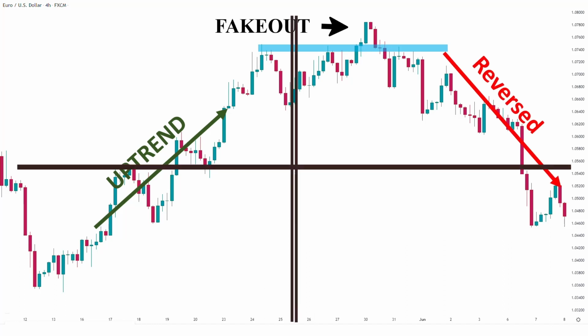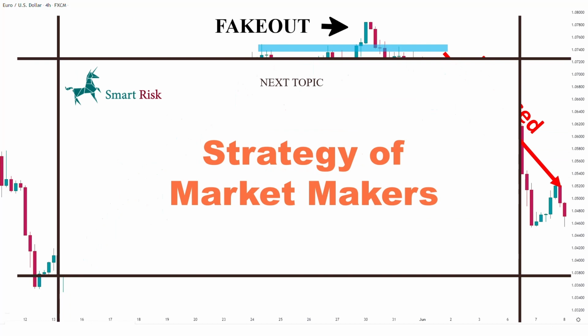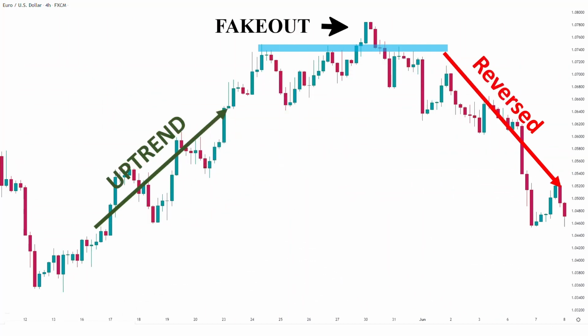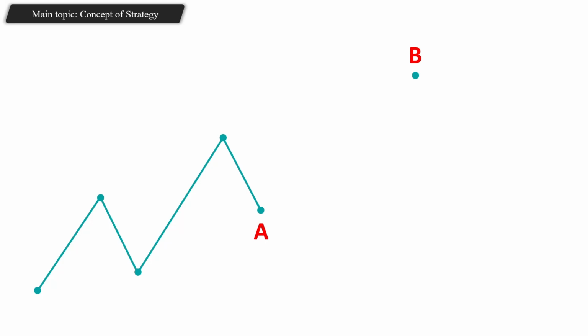Now that you know all the concepts required for the market maker's trading setup, let's jump into it. So once again, imagine that we are in an uptrend. And the market makers want to push the market from point A to point B, and let's suppose that they want to buy 1,000,000 shares before reaching the B.